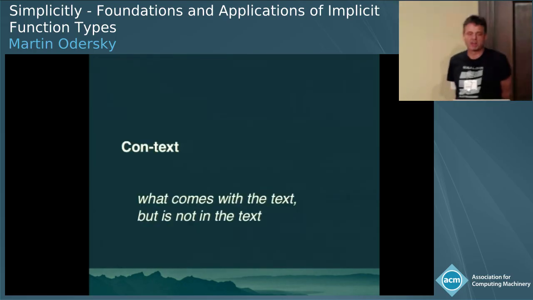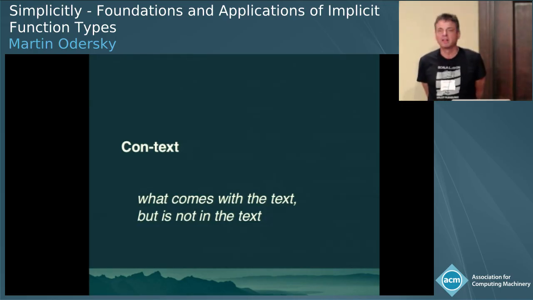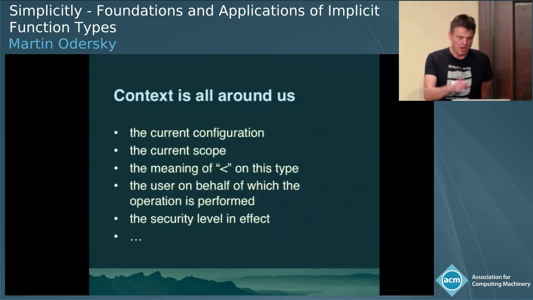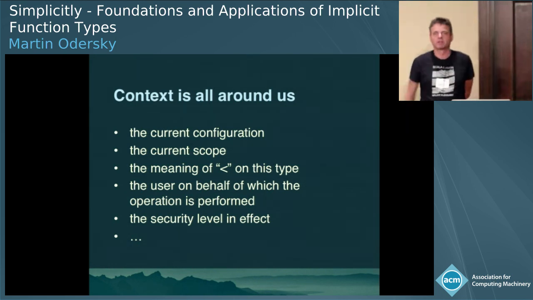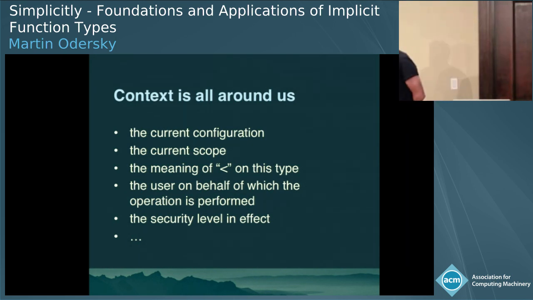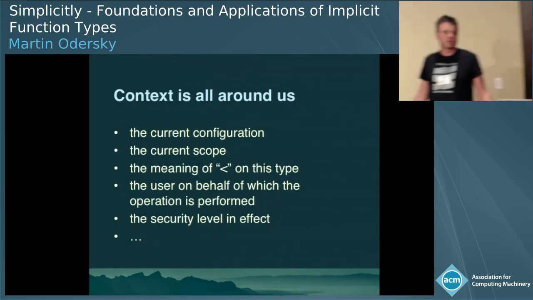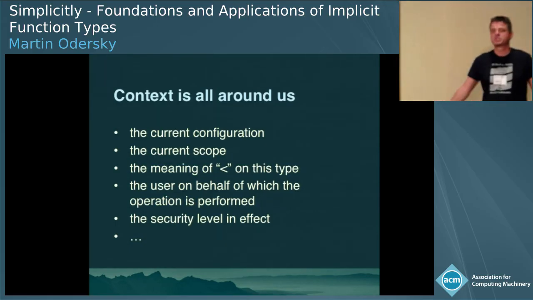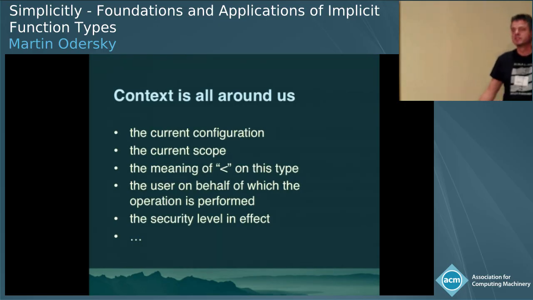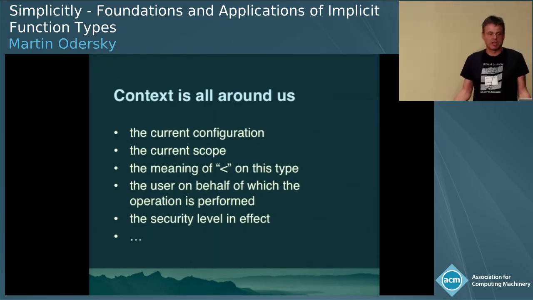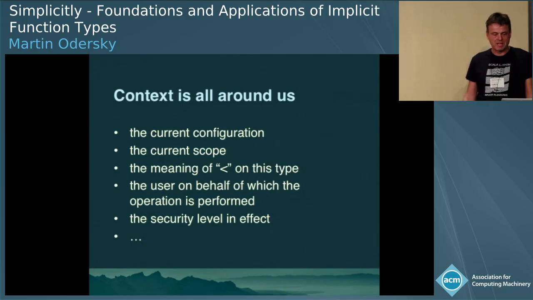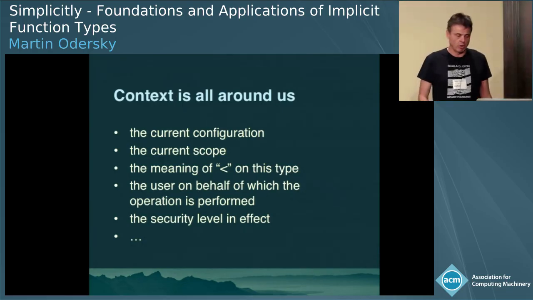Let's talk about context. Context is what comes with the text, but is not in the text. And context is really all around us, whether we talk about the current configuration, the current scope, the meaning of an operation on a type, the user on behalf of which an operation is performed, the security level in effect, and so on and so on. All of these are different manifestations of context in a program.